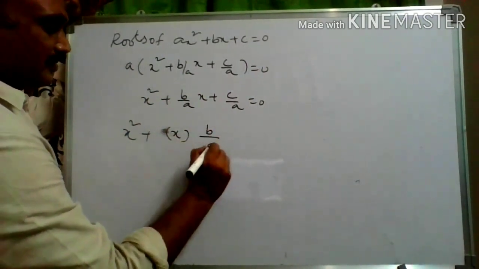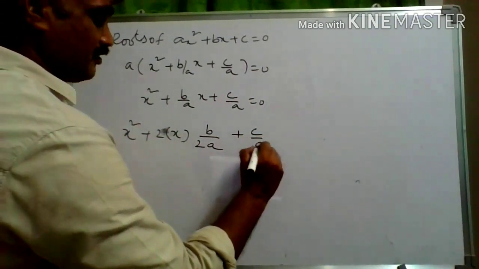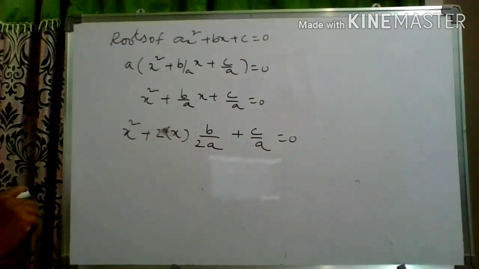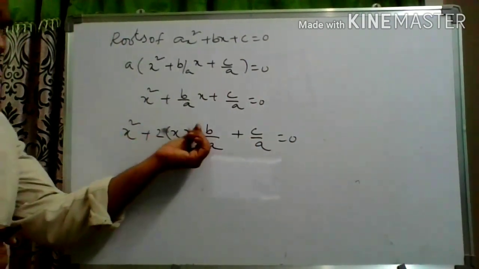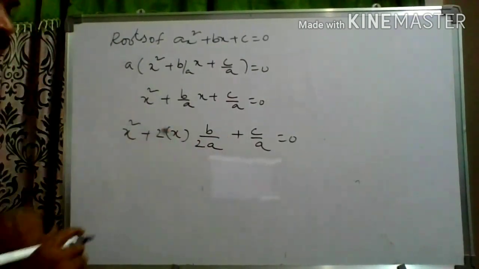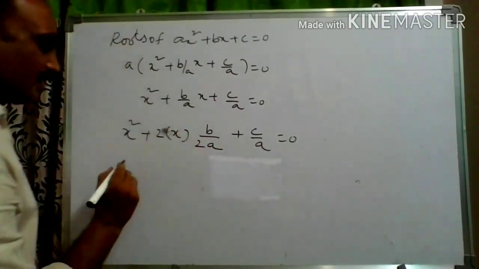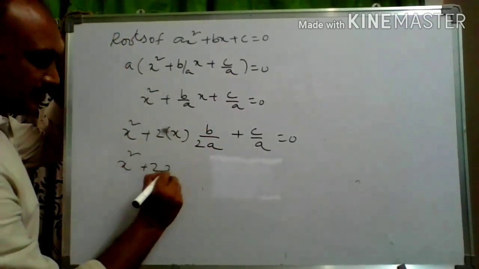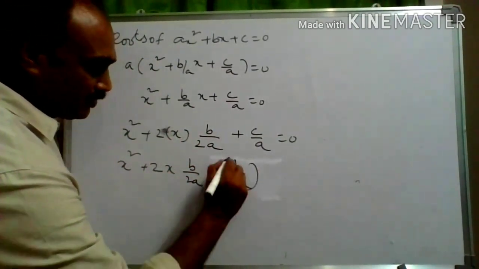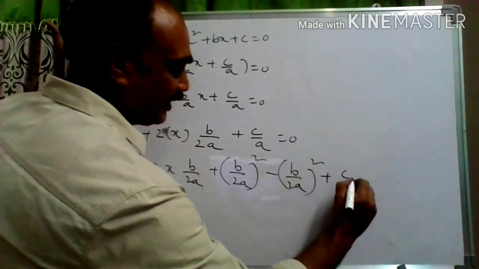Students, here x square plus x into b by a, plus c by a is equal to 0. Now multiplying and dividing by 2. Friends, a plus b whole square is equal to a square plus 2ab plus b square. Here there is no b by 2a whole square term. So x square plus 2x into b by 2a, plus b by 2a whole square minus b by 2a whole square, plus c by a is equal to 0.